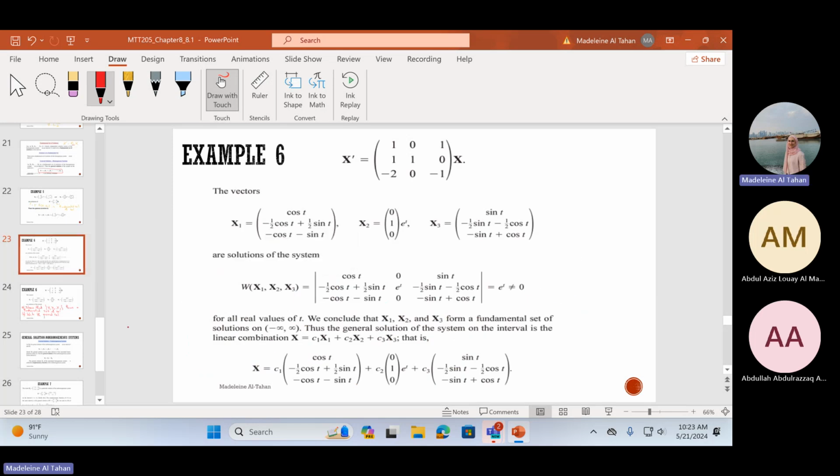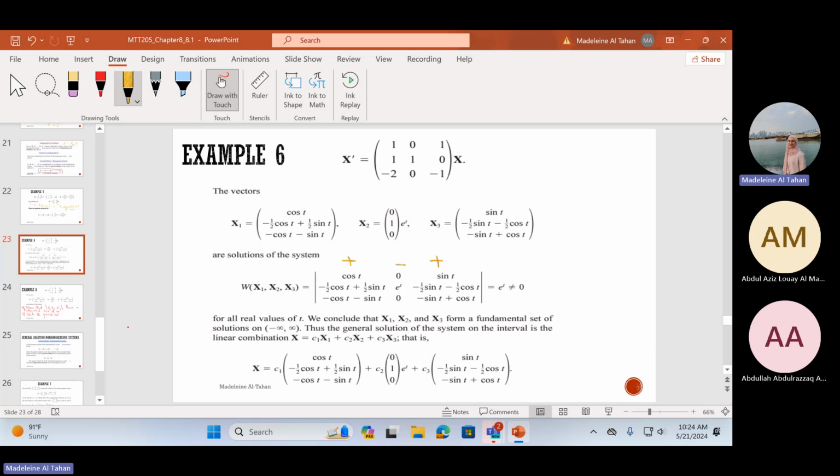How do we find the determinant? Plus, minus, plus. We have this one 0, so I will not consider it. You will start with this one: cosine t times e to the t times this one minus 0. Then plus sine t, this one is already 0, minus this value. We got e power t. It's not 0. What can we say about this? Linearly independent. Their number is 3 and the system is 3 by 3. It means that they form a fundamental set of solutions.